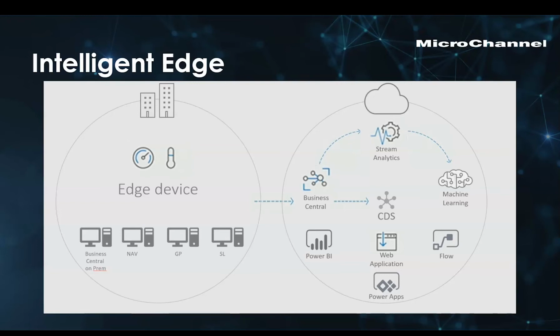However, Microsoft can also consider Business Central on-prem or NAV, GP or Solomon an edge device in this case, which can link through to Business Central and the Common Data Service and also utilize things such as Power BI, Flow, Power Apps and machine learning as a result. So taking all of those external devices or applications, whatever they may be, and bringing them all together to take advantage of the Intelligent Cloud.